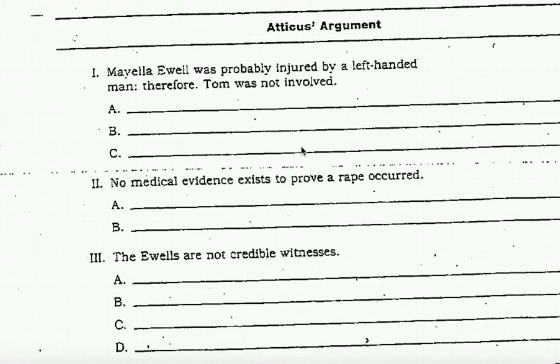What are your three pieces of evidence that Atticus uses to support the fact that Tom was not involved because he cannot use his left hand? Atticus also argues that there is no medical evidence to prove that a rape occurred. What are the two things that he says to support that? And then they also go into this idea that the Ewells are not credible witnesses. What are 3 or 4 facts that I need to write down to support the fact that the Ewells are not credible? In other words, their word really doesn't hold a lot of value. People really don't believe them.